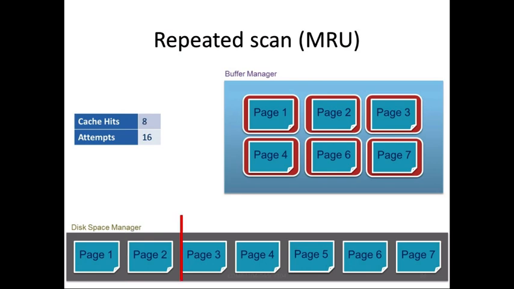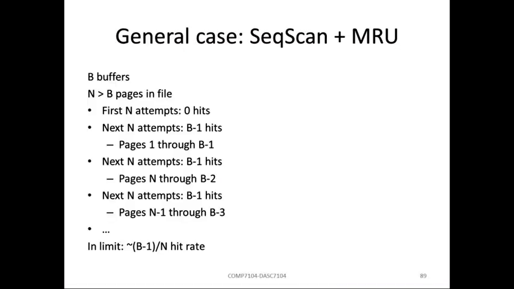Page 2, page 3, page 4 is also a hit. Page 5 is now a miss, and we'll replace page 4 by page 5. And on like that, of course, as many scans as necessary, let's say. And so we can generalize this into a formula which will look like this.